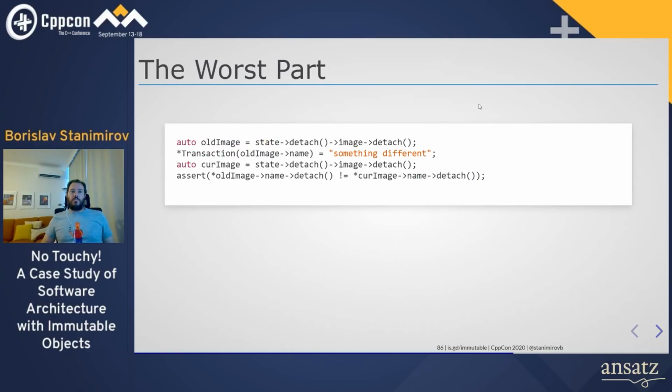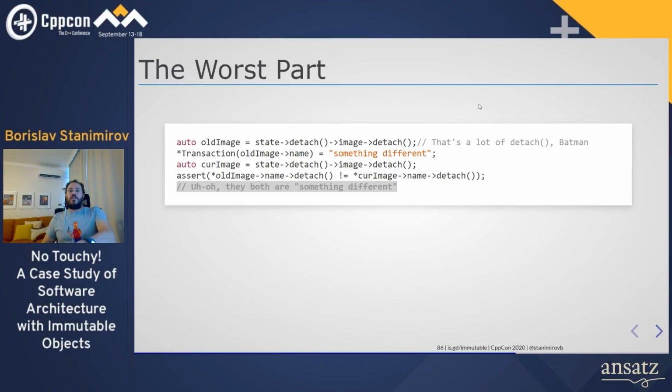The worst part, if we have an image, and I see a lot of detaches here, is that we can perform a transaction on the image's name and set it to something different. Let's assume that the previous value of the name wasn't something different. Now we can get the image from the state again, and when we compare the values, oops, both are something different. That's because, and this is really thread safe, it won't crash or anything.